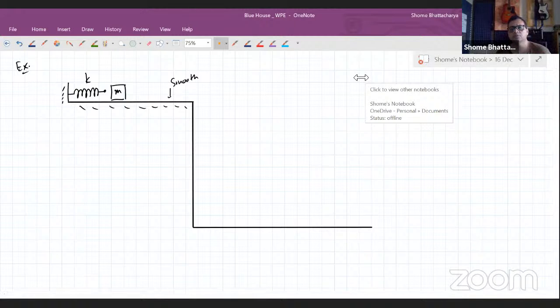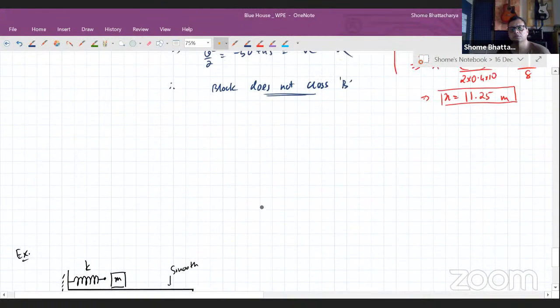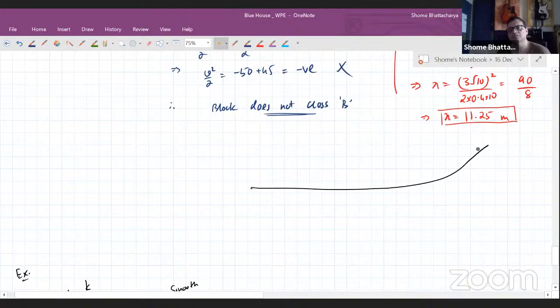So if the block had not stopped, Shikhar, then we would have just applied work energy, the same equation we did earlier. But h would be the variable. Suppose it was going up to some point like this, so at this point v would become 0. And in between, we have the rough part here of distance d. So we would have applied work energy from this point to this point, where this would have been some unknown height h. So h we would have calculated.